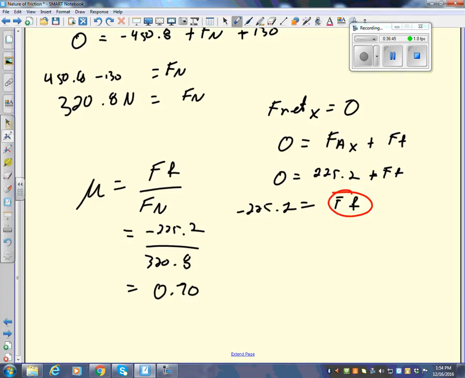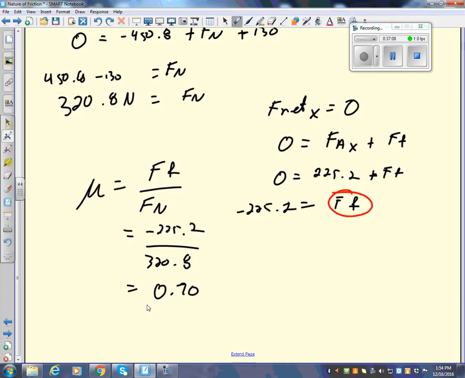And now I'm going to wait for the inevitable question: why is it positive? Mu is not a vector. Mu is a ratio of one force to another. And oddly enough, it's a vector divided by a vector. But mu itself is not a vector. Mu has no direction. And so really, there is no negative here.